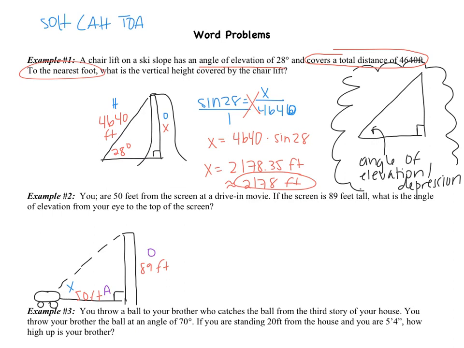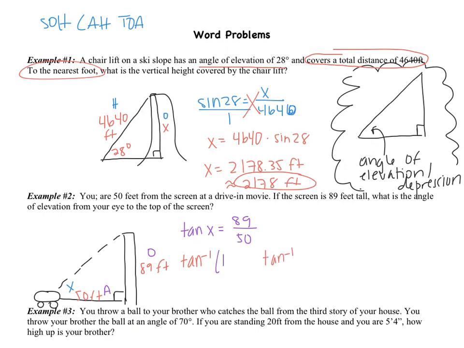Opposite and adjacent is going to be tangent. So I have the tangent of angle x equals opposite, which is 89, over adjacent, which is 50. Now to break up that tangent and the x, I'm going to need to use the inverse. That's this one, the -1.